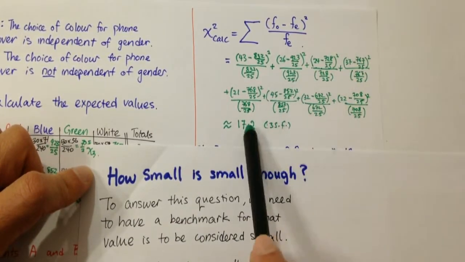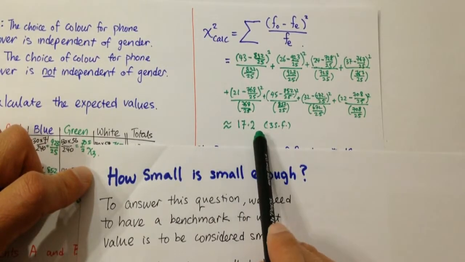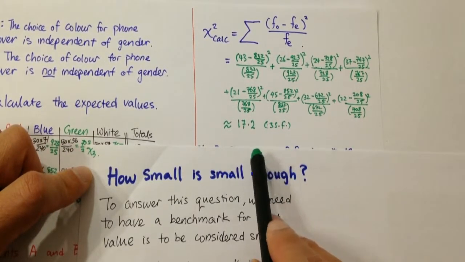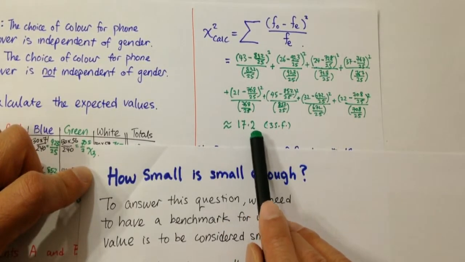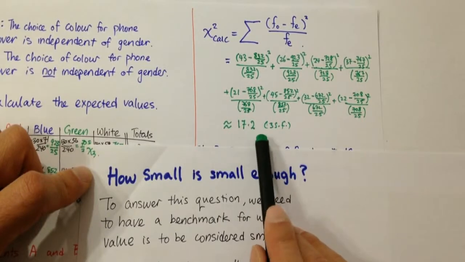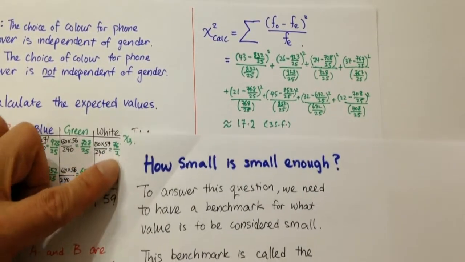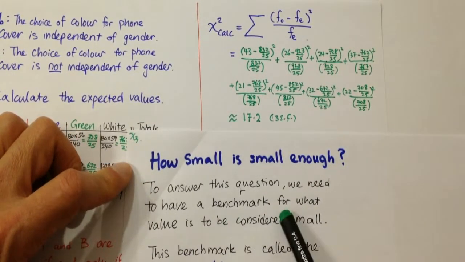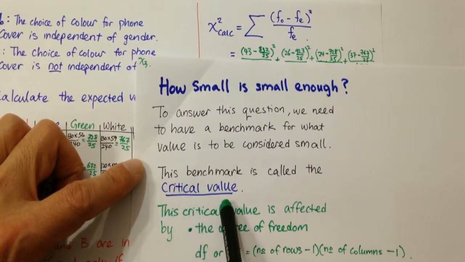So the question is then, 17.2, is this a small value or a large value? If it's a small value, then we can say the data support the null hypothesis that these things are independent, color and gender independent. If this is a large number, then we say gender and color are not independent. So to answer whether this is small or big, we need a benchmark for what values are considered small. This benchmark is called the critical value.